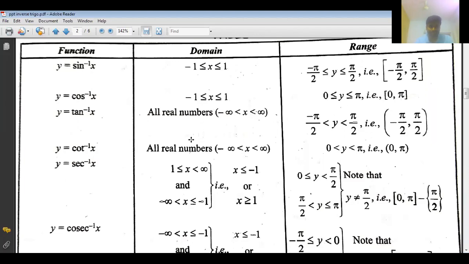Sine inverse x. What is the domain of sine inverse x? Sine inverse x domain is -1 to +1. Okay, now what is the range? Minus pi by 2 to pi by 2, closed interval. So here also we have a closed interval. Okay, so remember this. Clear? Now cos inverse. Cos inverse domain is -1 to +1. Okay, so range, as we discussed, is 0 to pi.